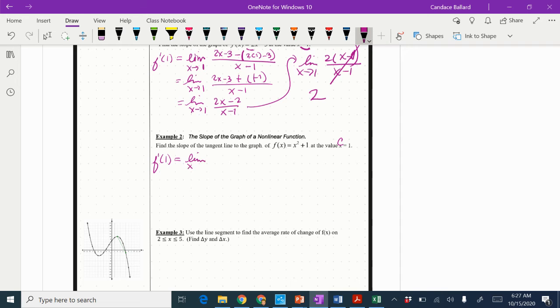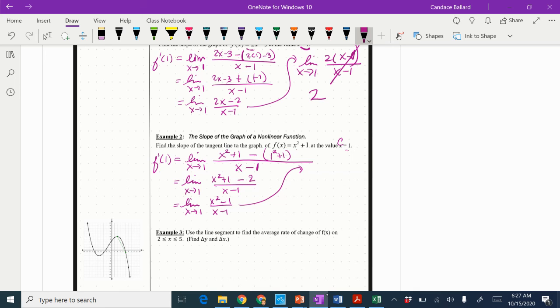So the limit as x approaches 1. Okay, so we're going to take our function with just the x plugged in, so x squared plus 1. And then I'm going to subtract our function with the 1 plugged in for the x, so 1 squared plus 1, all over x minus that c value again, 1. So we're going to simplify some algebra. So we've got x squared plus 1 minus 1 squared is 1 plus 1 is 2, all over x minus 1. And then we've got the limit as x approaches 1 of x squared minus 1 over x minus 1.